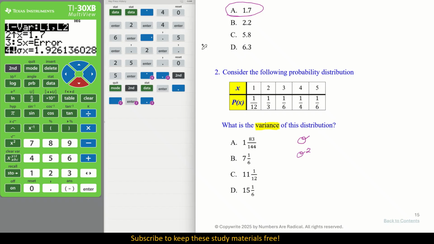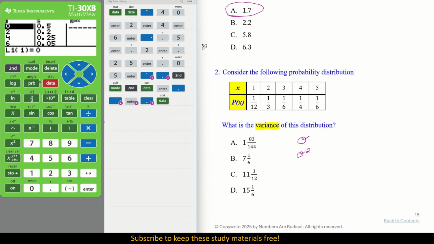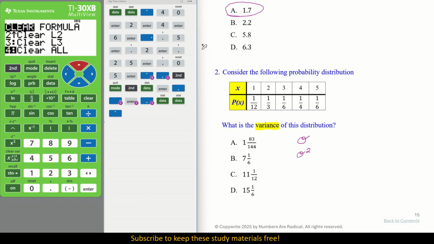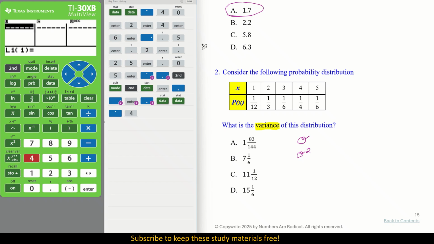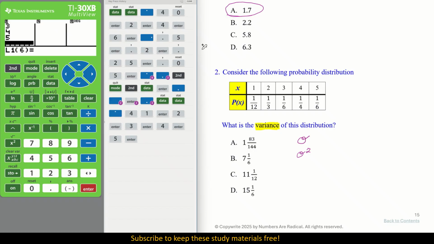All right. So let's go ahead and push data to go back. And I'm going to push it again and clear everything out. So go up number 4. Okay, just to start fresh. So 1, 2, 3, 4, 5, arrow over.